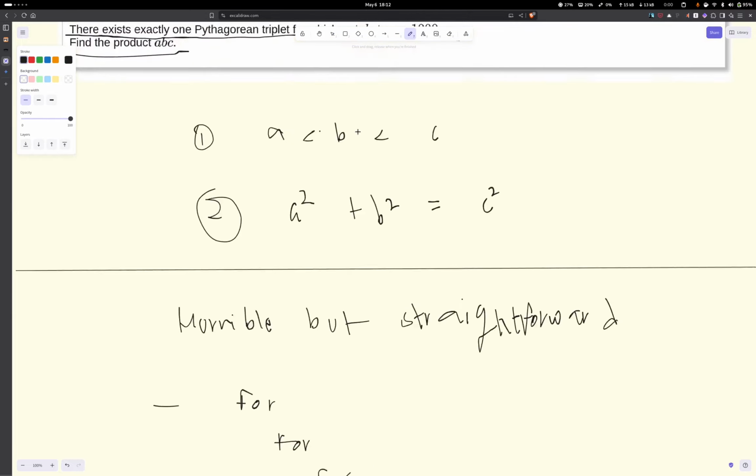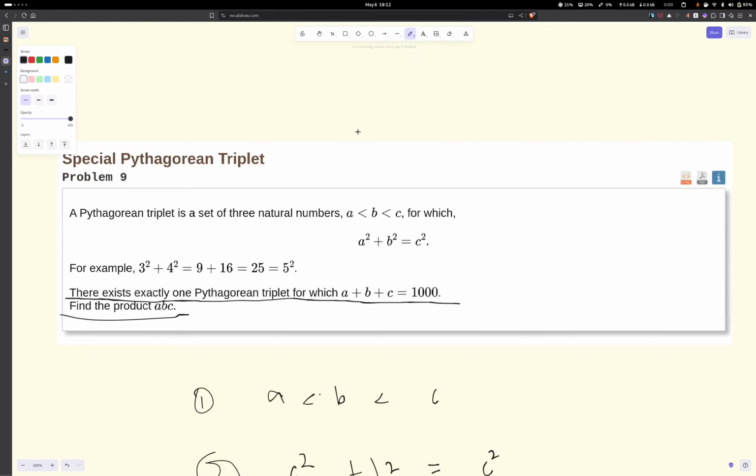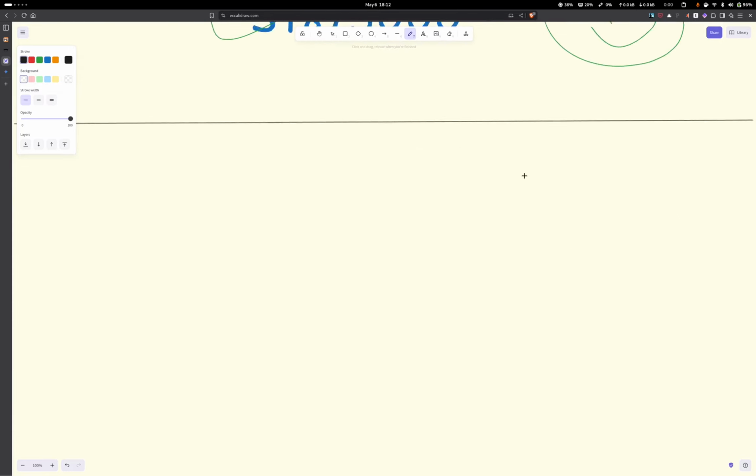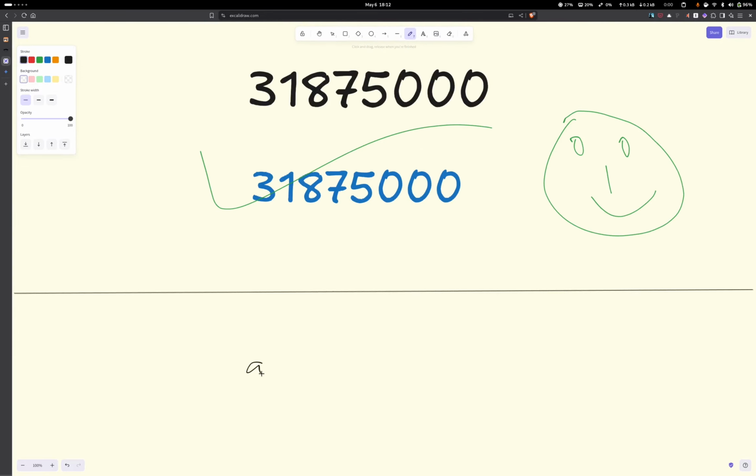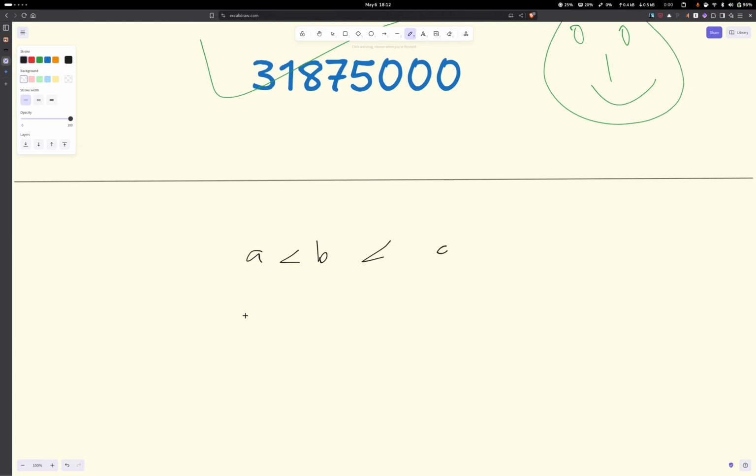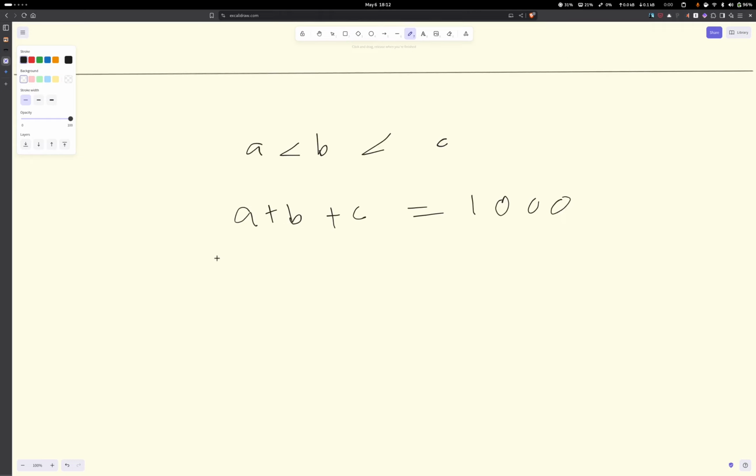All right, so the problem is saying A is less than B is less than C, and A plus B plus C equals 1,000. So if A is less than B and B is less than C, and the three of these add up to 1,000, then B is A plus something, and C is again A plus something else.